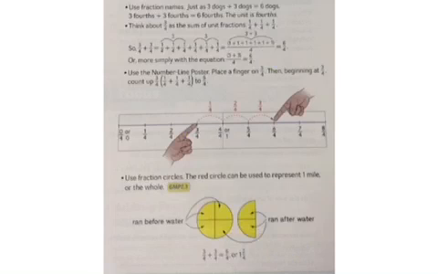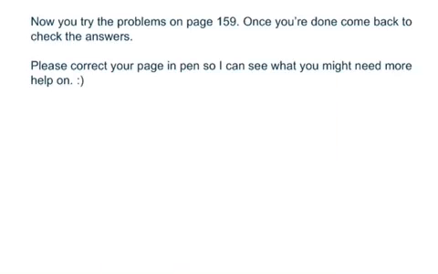All right, so there's several strategies you can use. Pick one that works for you and take a look at the problems on page 159. Use any of those strategies or more than one of those strategies, totally up to you, but choose what makes the most sense to you. Once you've done them, come back and check out the answers and correct your page in pen so that I can see what you might need more help on when we go over them at the lesson.